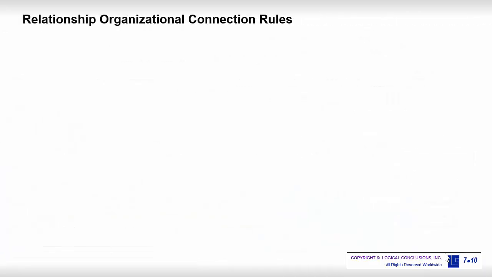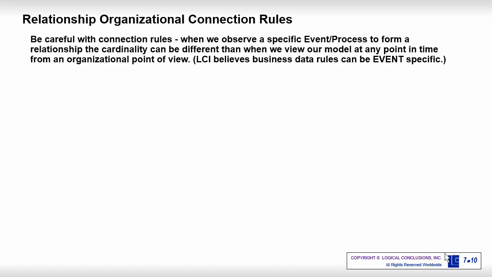Here's a cautionary point regarding what I call organizational connection rules. This kept messing with my brain when I started creating information models. Be careful with connection rules. When we observe a specific event process to form a relationship, the cardinality can be different than when we view our model at any point in time from an organizational point of view. By the way, LCI believes business data rules can be event specific.